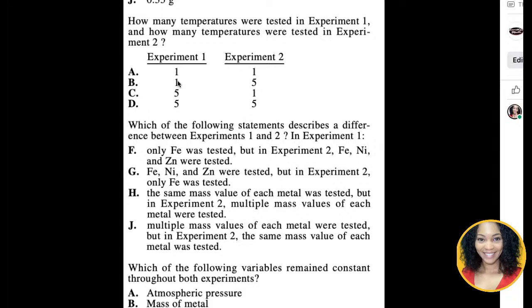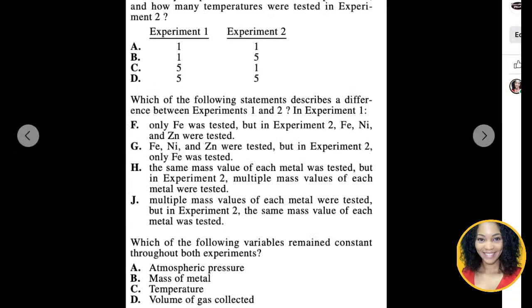Okay, let's move on to question 3. Which of the following statements describes a difference between experiments 1 and 2? So what's the difference between experiments 1 and 2? Again, they're directing us to those figures and the information about the experiments. And then it starts off, don't miss this, with "in experiment 1." So you need to say that before you read every answer choice.